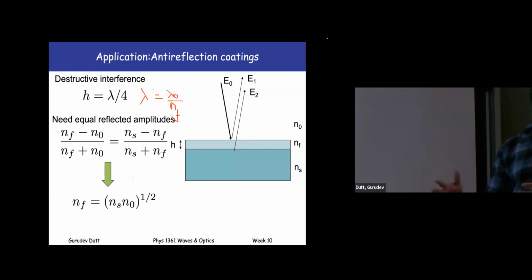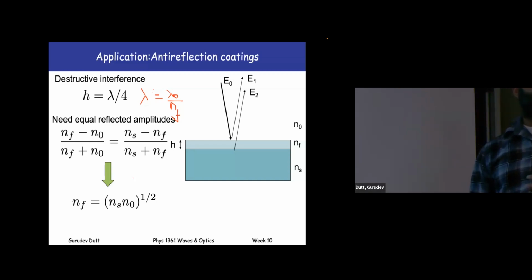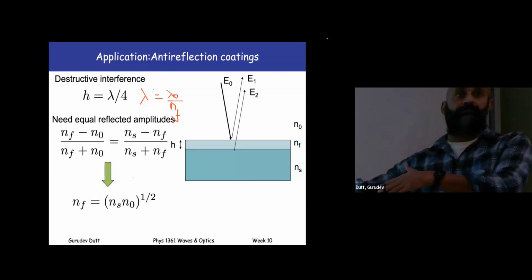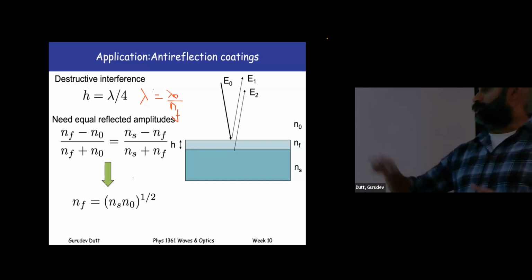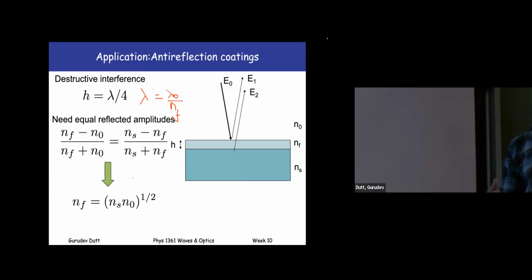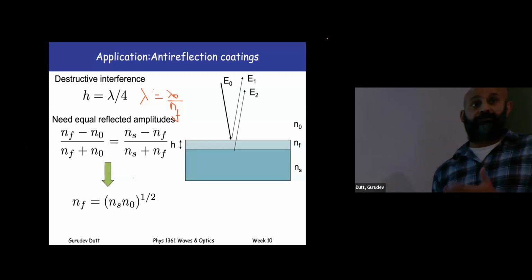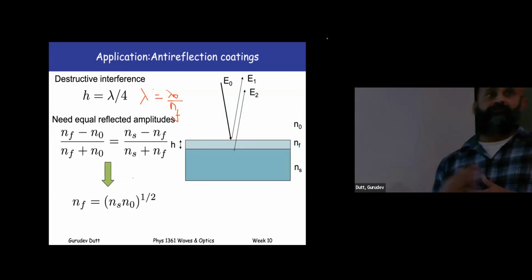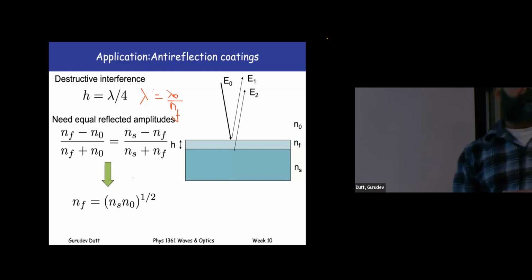So we kind of intuitively said N_F must be somewhere in between N naught and N_S. Probably it's the average of the two. It turns out it is an average, but it's the geometric average, the geometric mean. Of course, you may have situations where you're not at normal incidence, and then you will have to derive or figure out what these refractive indices should be. But usually, at least at normal incidence, you would like a perfect anti-reflection coating. And when you go off normal incidence, this falls off a little bit. It's not as perfect anymore.